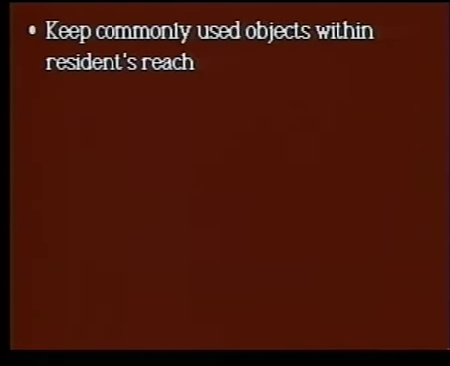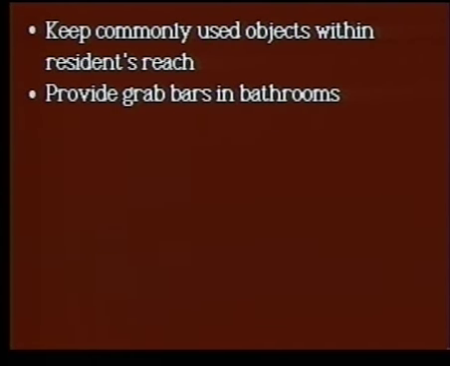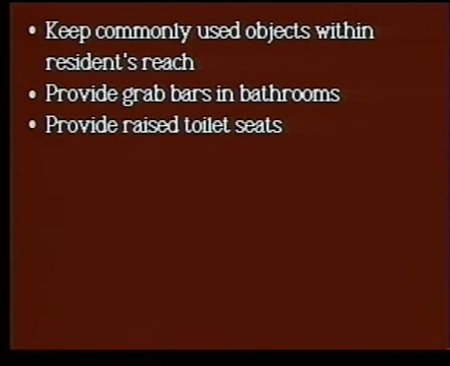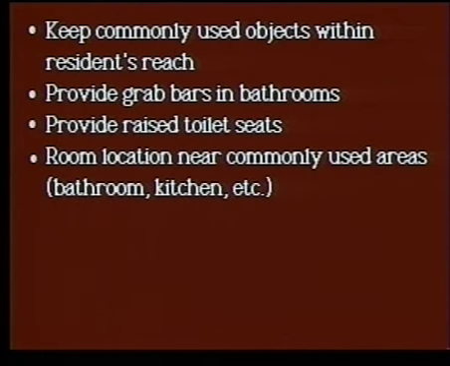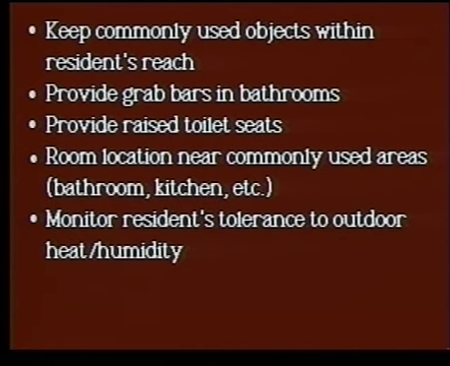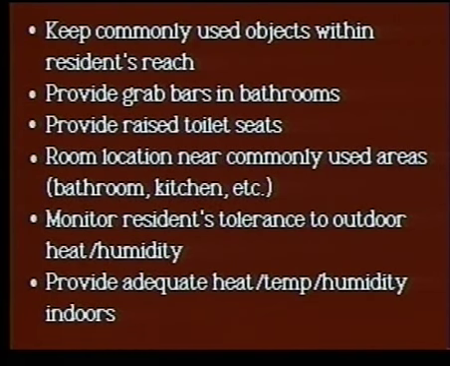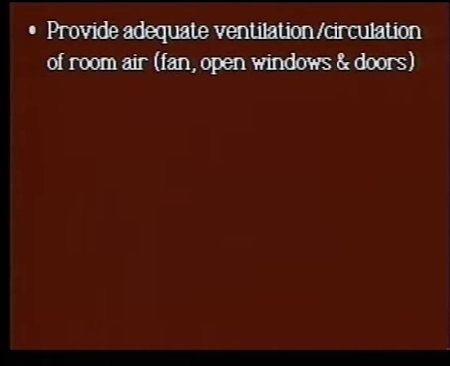Keep commonly used objects within residents' reach. Provide grab bars in the bathrooms. Provide raised toilet seats. Room location near commonly used areas is a good idea, like the bathroom or the kitchen. Monitor residents' tolerance to outdoor heat or humidity. Provide adequate heat, temperature, humidity indoors. Provide adequate ventilation, circulation of room air, using a fan, or open the windows and doors when appropriate outside.